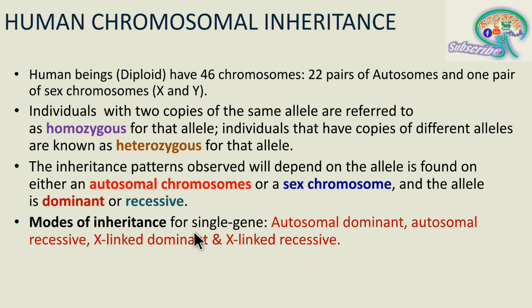The modes of inheritance for a single gene are autosomal dominant, autosomal recessive, X-linked dominant, and X-linked recessive. A gene which is dominant in its expression, if present on the autosome, is going to show a different type of inheritance pattern compared to the rest of these three. In the same manner, if it is autosomal recessive, it is going to show a different pattern of inheritance compared to the rest of these three, that is autosomal dominant, X-linked dominant, and X-linked recessive.